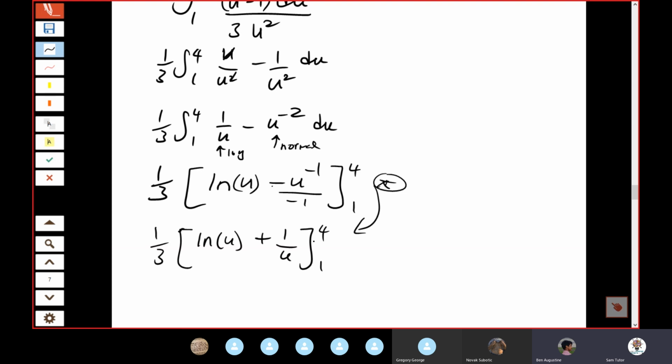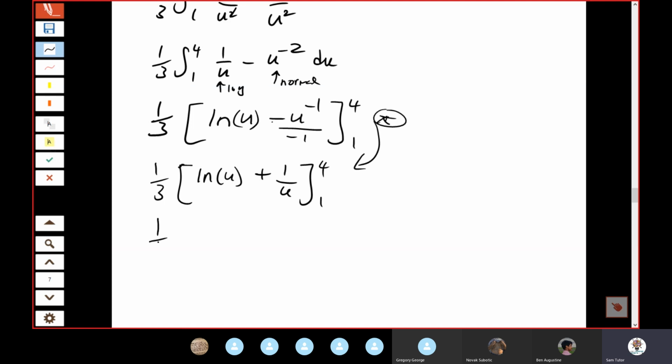And then all I've done here, two negatives here makes a positive, and then u to the power of -1 becomes 1 on u. So I just thought it's nicer. I personally prefer the fractions rather than the negative indices.